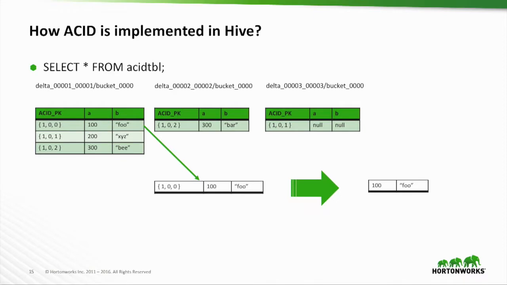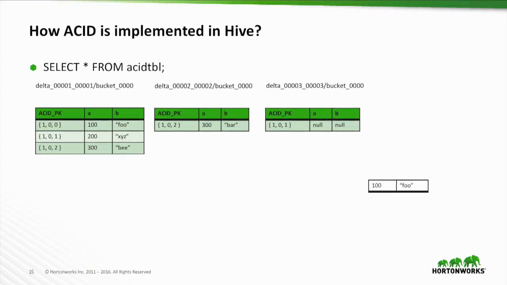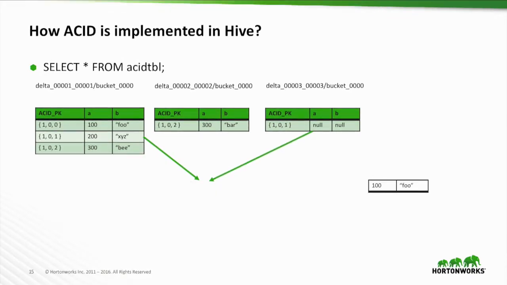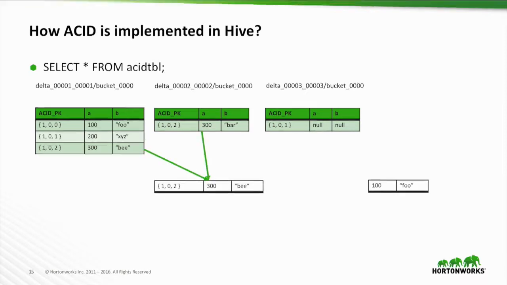Sorry, I think I went too fast here. So the first row here, there is nothing in any other Delta file, so that's the version of the data that's returned to the client. Now, for the second row, we see that there is a delete event in the third Delta file, and since it's a delete event, it causes the system to simply skip that row from the output. And similarly, in the third case, there is an update event in the second Delta file, so that's the version of the data that's returned to the client.